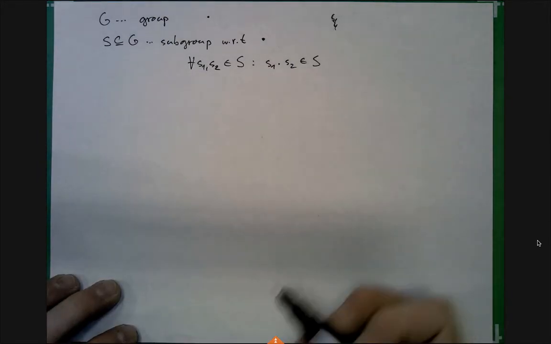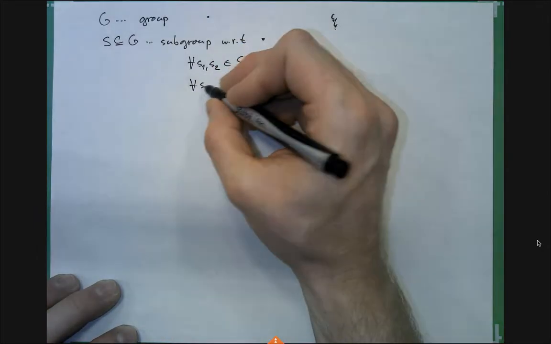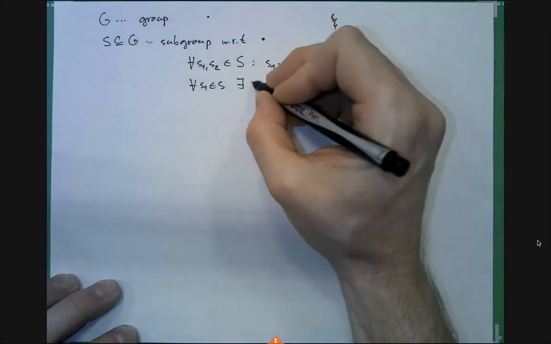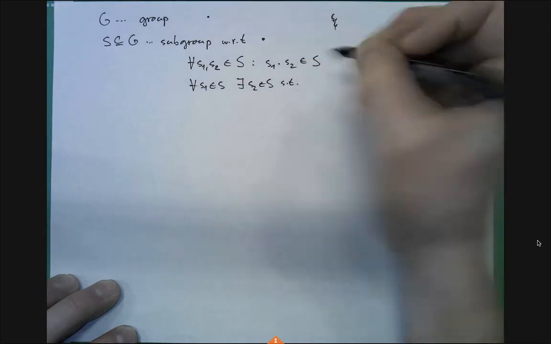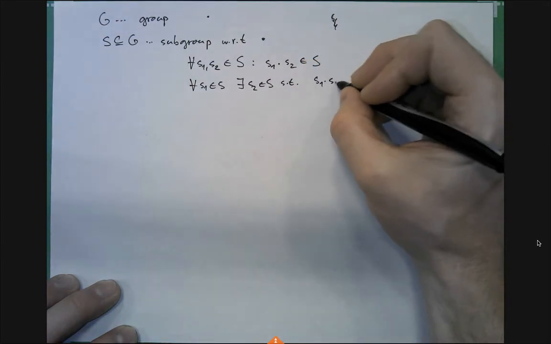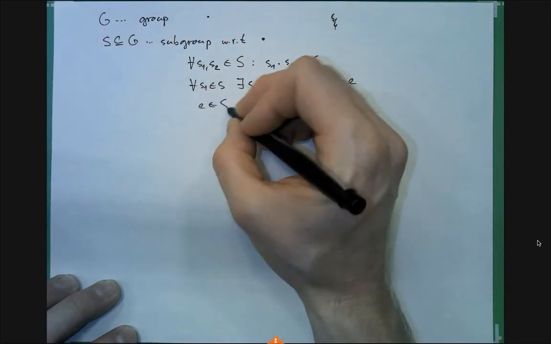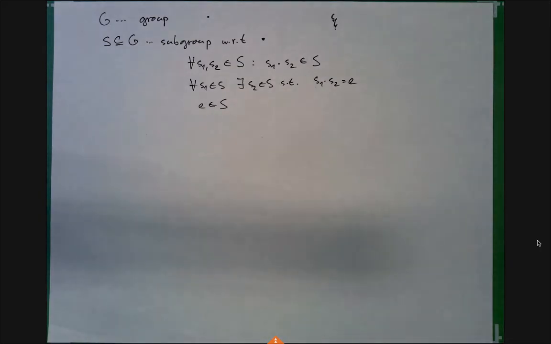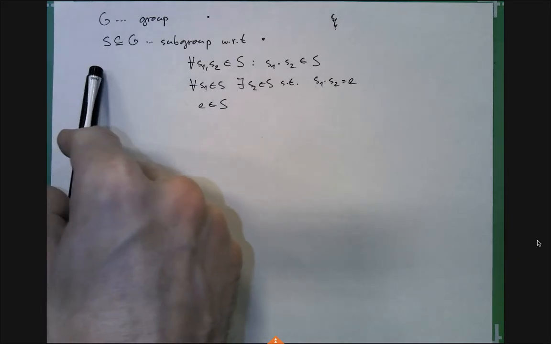Also, that must be true, I mean, I can just repeat all the group properties, right? That for every element, let's say S1 from S, there must be some S2 from S, such that S1 times S2 gives me the identity element. Well, guess what? The identity element also has to be in S, right? But that's just basically saying that the S must be a group by itself.